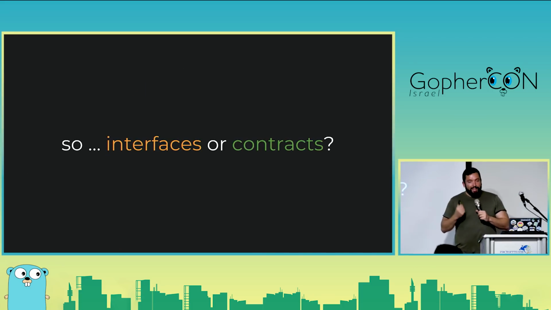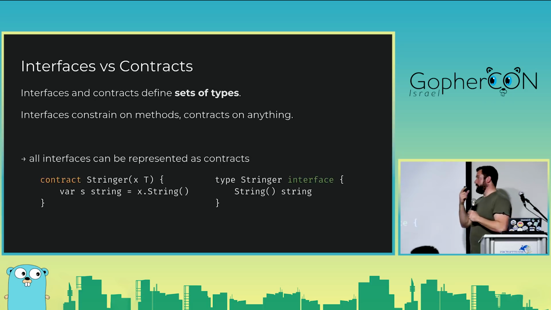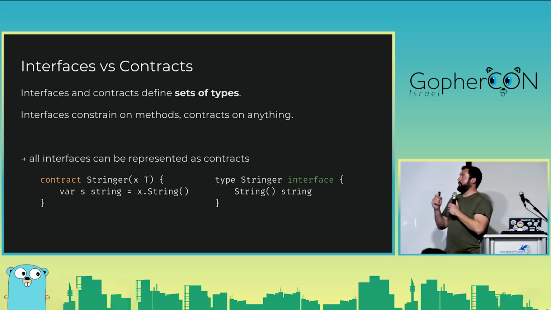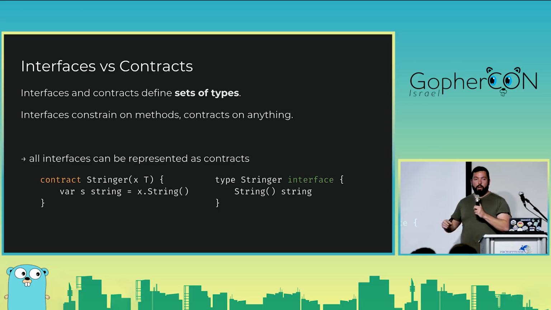So interfaces are contracts. So interfaces and contracts define sets of types. We agreed on this. It's basically the same idea. But interfaces control on methods and contracts on anything. Therefore, contracts are more powerful. So we should use contracts all the time.